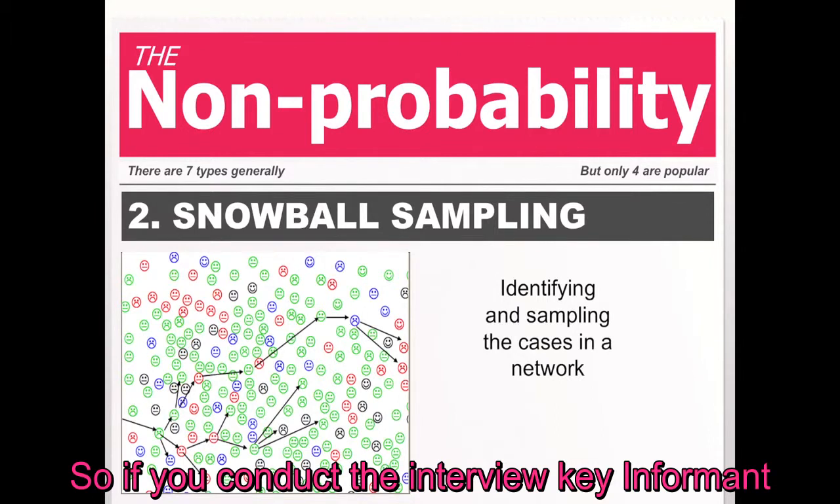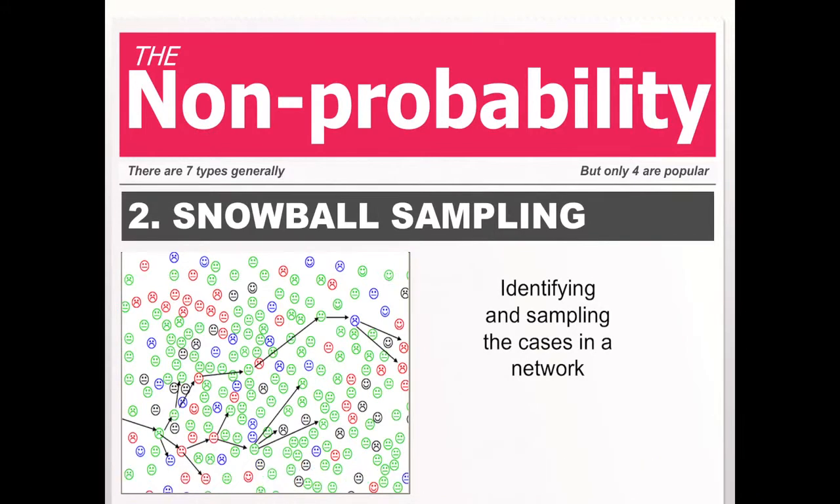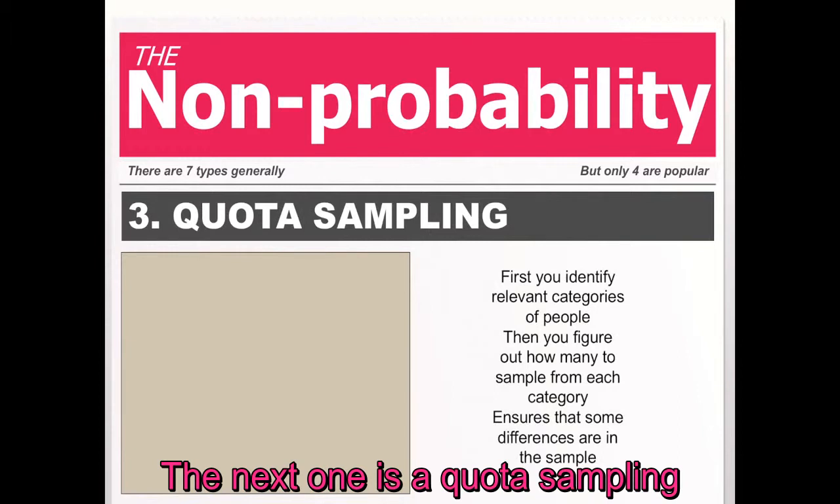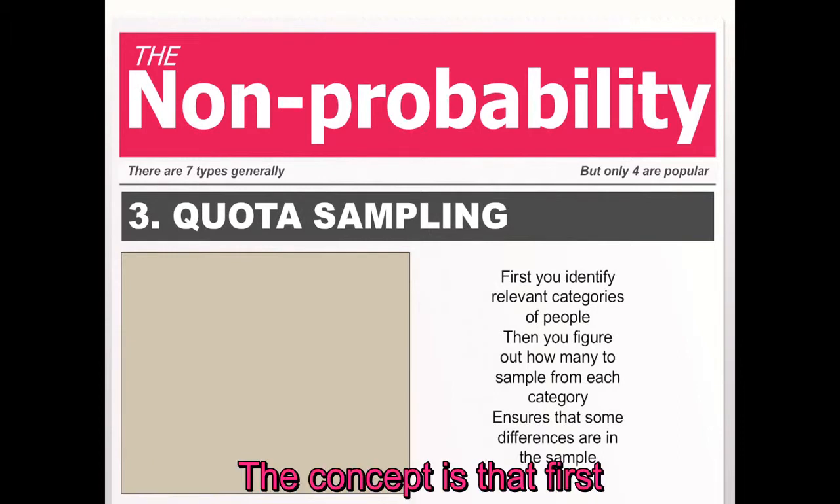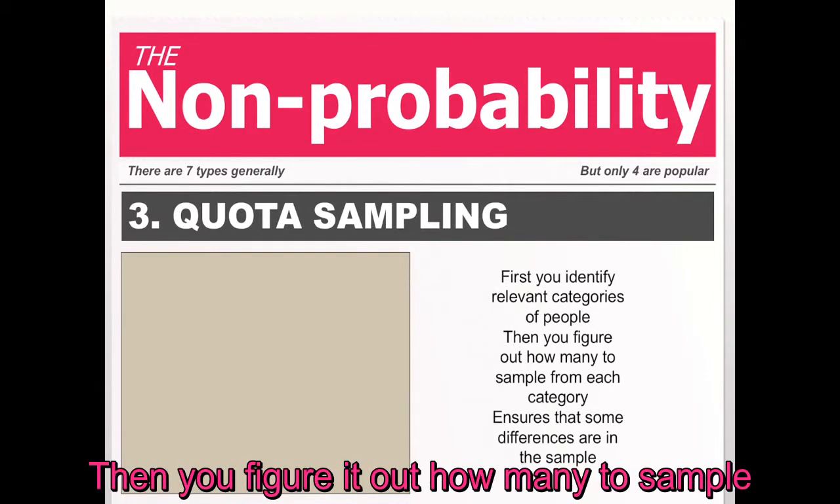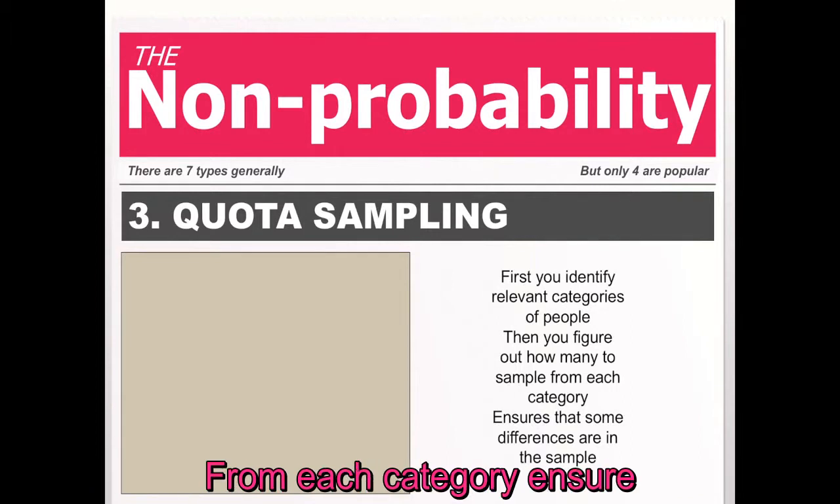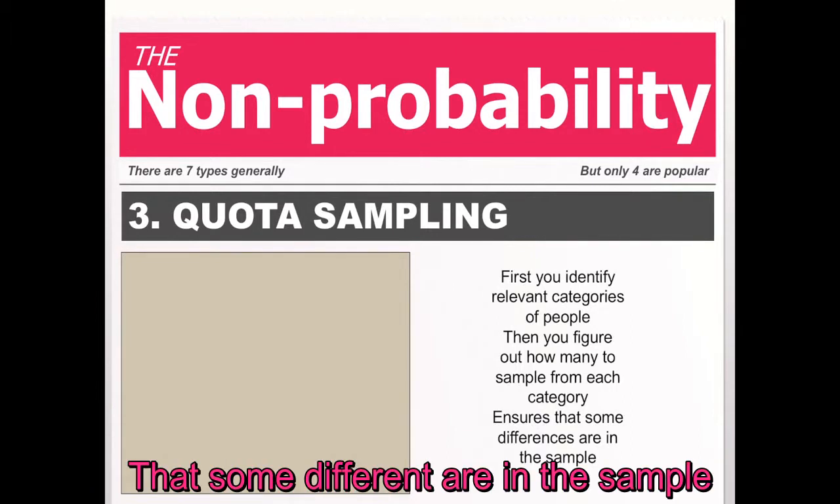So if you conduct an interview with a key informant who has a big network, it benefits you a lot. The next one is quota sampling. The concept is that first you identify relevant categories of people, then you figure out how many to sample from each category. This ensures that some differences are in the sample.